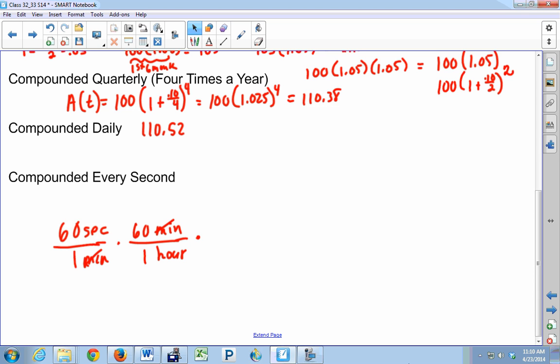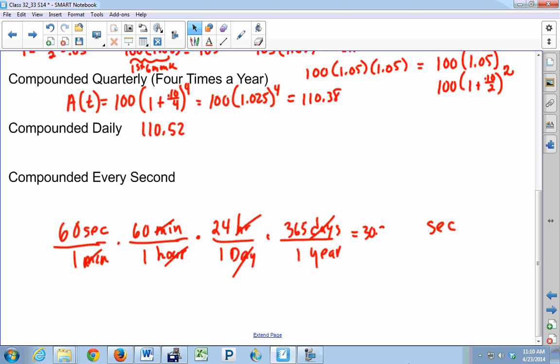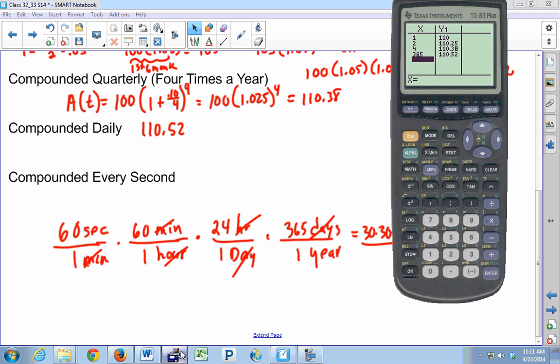I don't want hours, so I change my hours to the next bigger unit, day. Foo-foo. And then 365 days in every year. Okay, now all my foo-foos are gone. The only unit I have in the top is seconds. I've got 30 times 24 times 365 seconds over 1 year. So let's see what number that is.